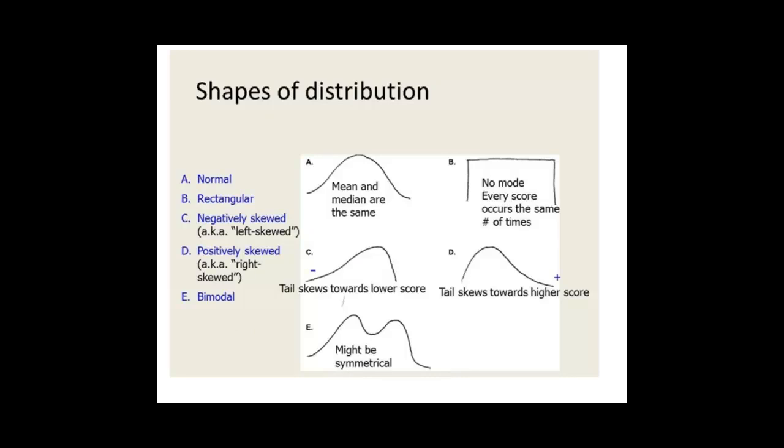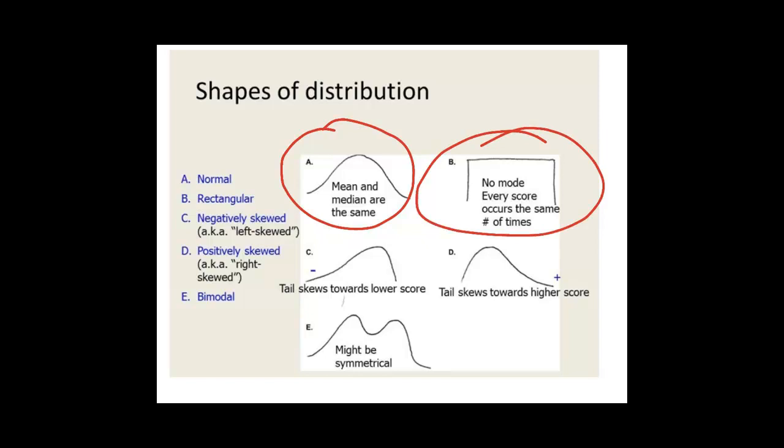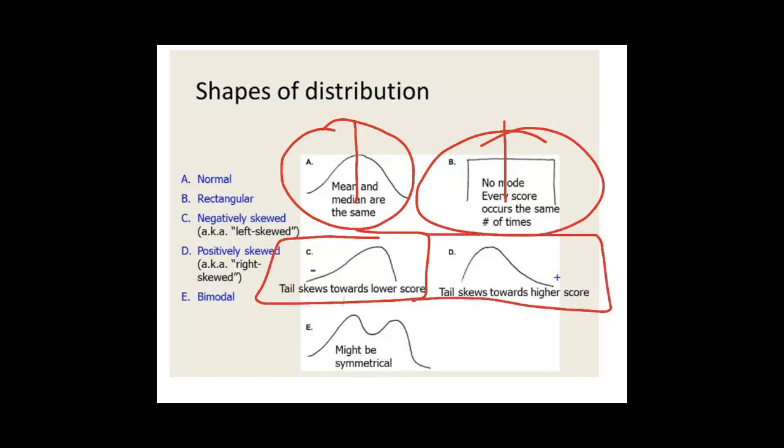Here's just a summary of the 5 different general shapes. You have normal and rectangular as being symmetrical. Also in these symmetrical ones, remember the mean and the median will be the same, right in the center. Negatively skewed has the tail to the left, and positively skewed has the tail towards the right. And then you could also have a bimodal, and those humps might be equally sized, they might not. But the biggest thing is that there's a region or a score that has high frequencies separated by relatively low frequencies.